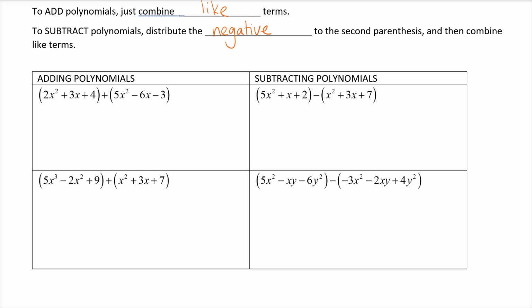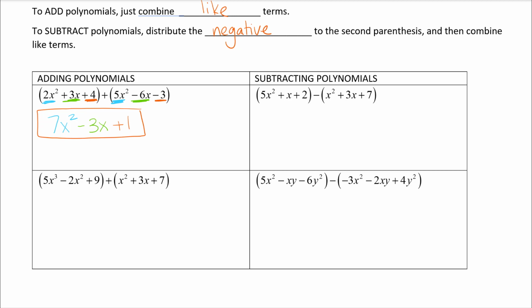So I have a polynomial in the first parentheses plus another polynomial. When I'm adding polynomials, I'm just looking for like terms. I see 2x squared and 5x squared, and that adds to 7x squared. Next, I see a 3x and a minus 6x, and I just add those and get negative 3x. I subtract their values and take the larger sign because the signs are opposite. And then 4 is like terms with negative 3, so I add that and get 1.